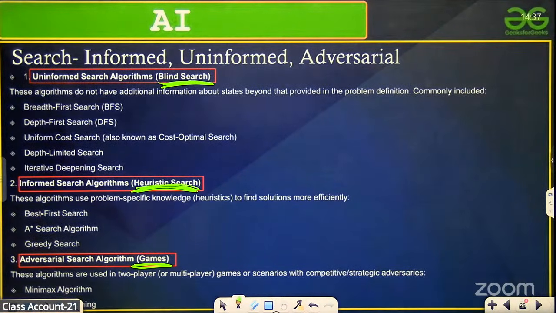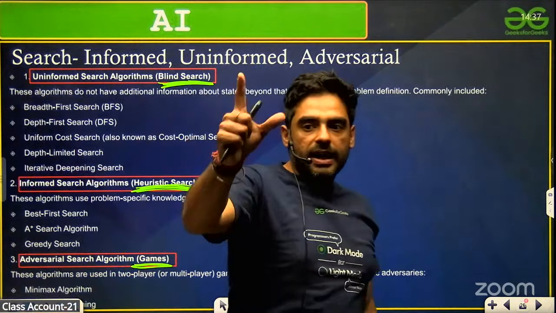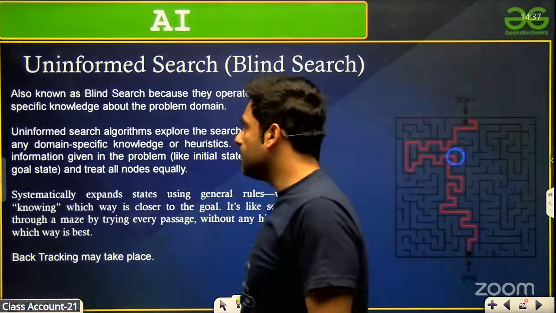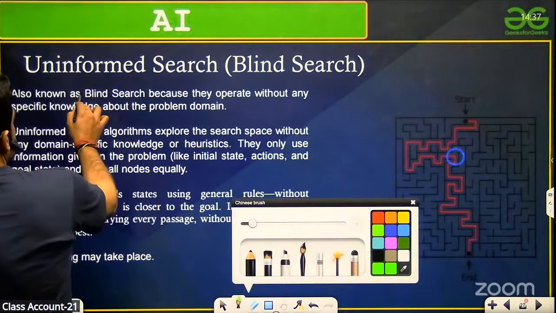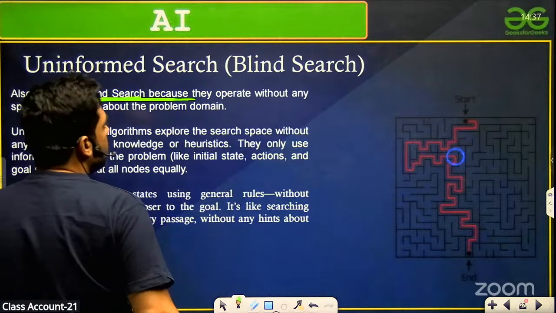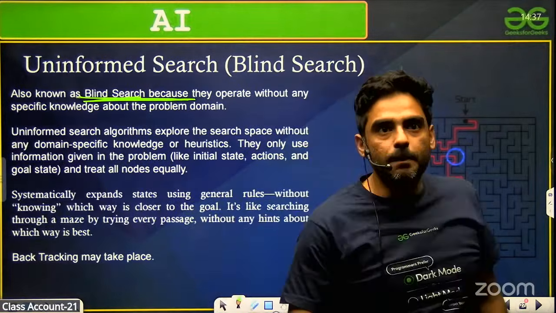Now let us start with the uninformed search algorithms. I would ask you a simple question: why is this known as blind search?